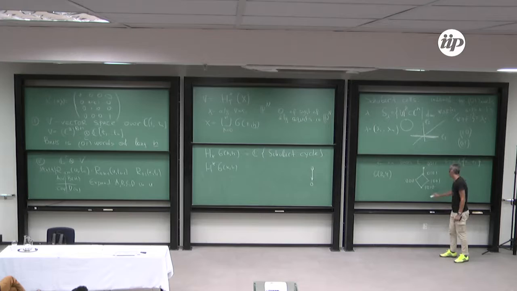So this is a complicated system of building a complicated manifold out of very simple pieces. Each piece would have complex dimension 4, 3, 2, 1, and 0.